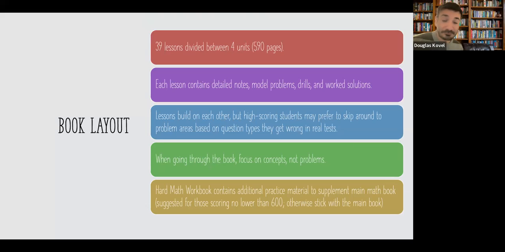That being said, the book does cover all the material that you need to answer pretty much every question, if not every question on any given test. But it is possible you might see a question on test day that looks a little different from the ones that you saw in the main book.